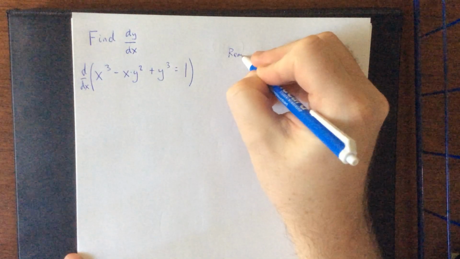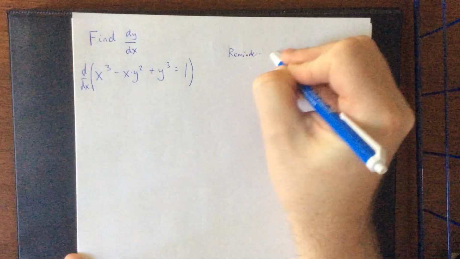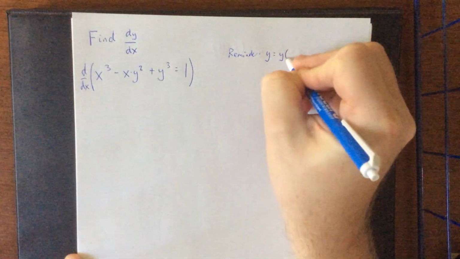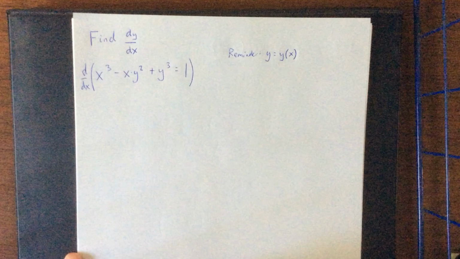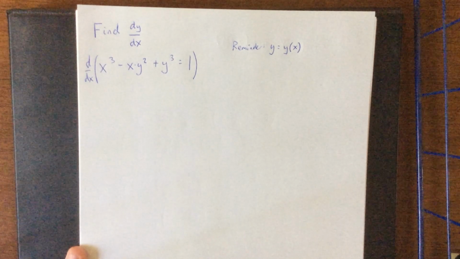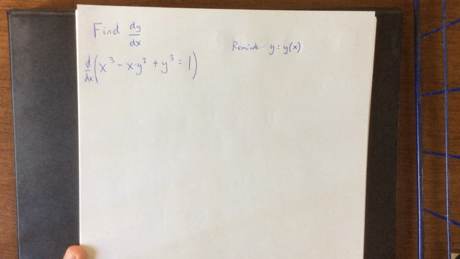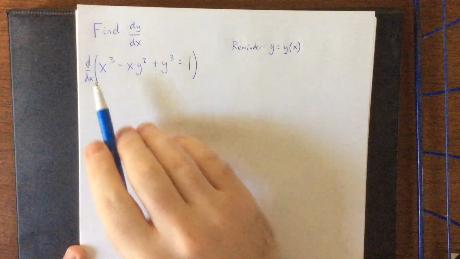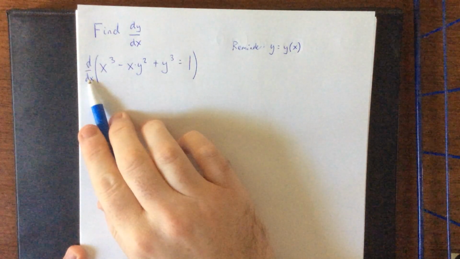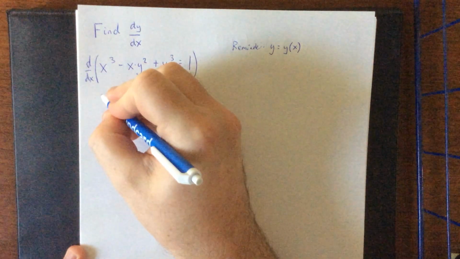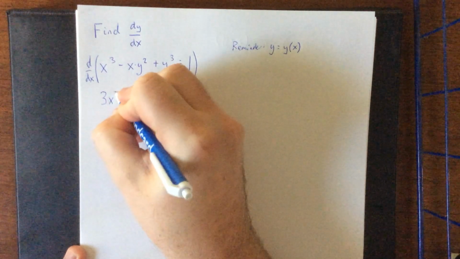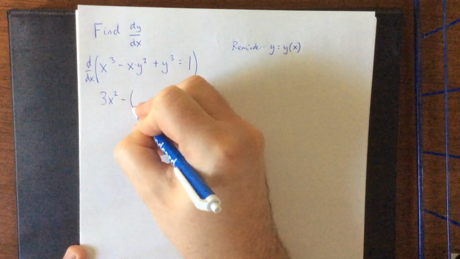Now, as a reminder, we are going to assume that y is a function of x through all of this. So if y shows up in a product or in a composition, we will need to make use of the appropriate rules for that. So starting left to right, the derivative with respect to x of x cubed would be simply a power rule problem, and we would get 3x squared minus.